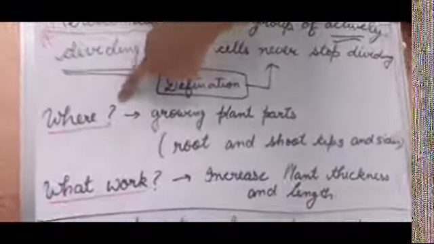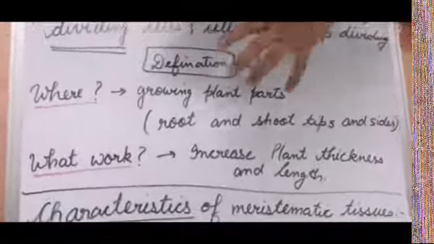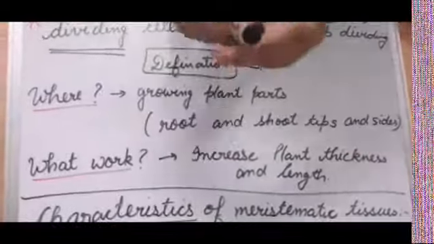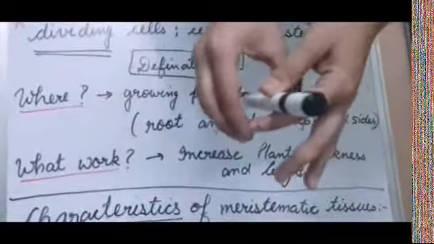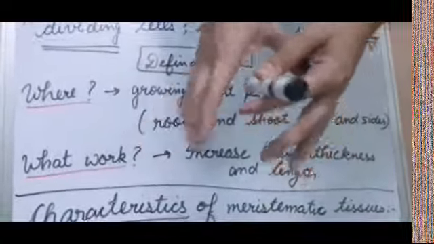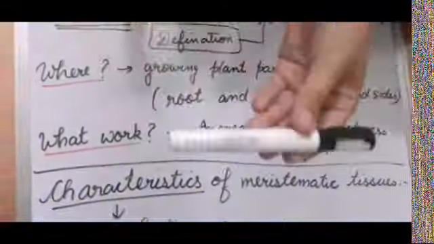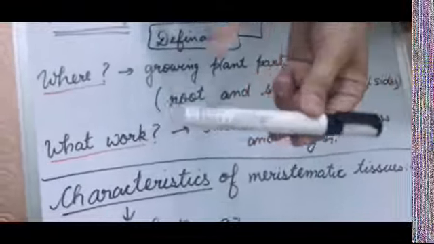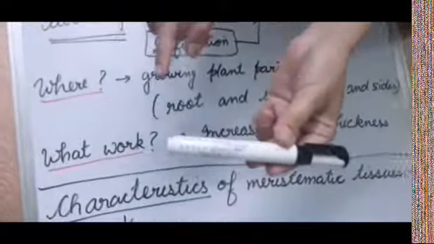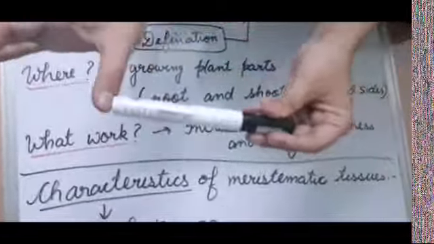Now, where is the meristematic tissue present? It is present at the growing plant parts, wherever the plant grows. Now, you know that the plant either grows in the length, in the upward direction or in the downward direction, and it also increases its size on the sides. So this meristematic tissue is present on the, imagine this is a plant. This is the tip, means the shoot tip, stem tip, and this is the root. So the meristematic tissue is present on the root tip, on the shoot tip, and also on the sides of the shoot and on the sides of the root.